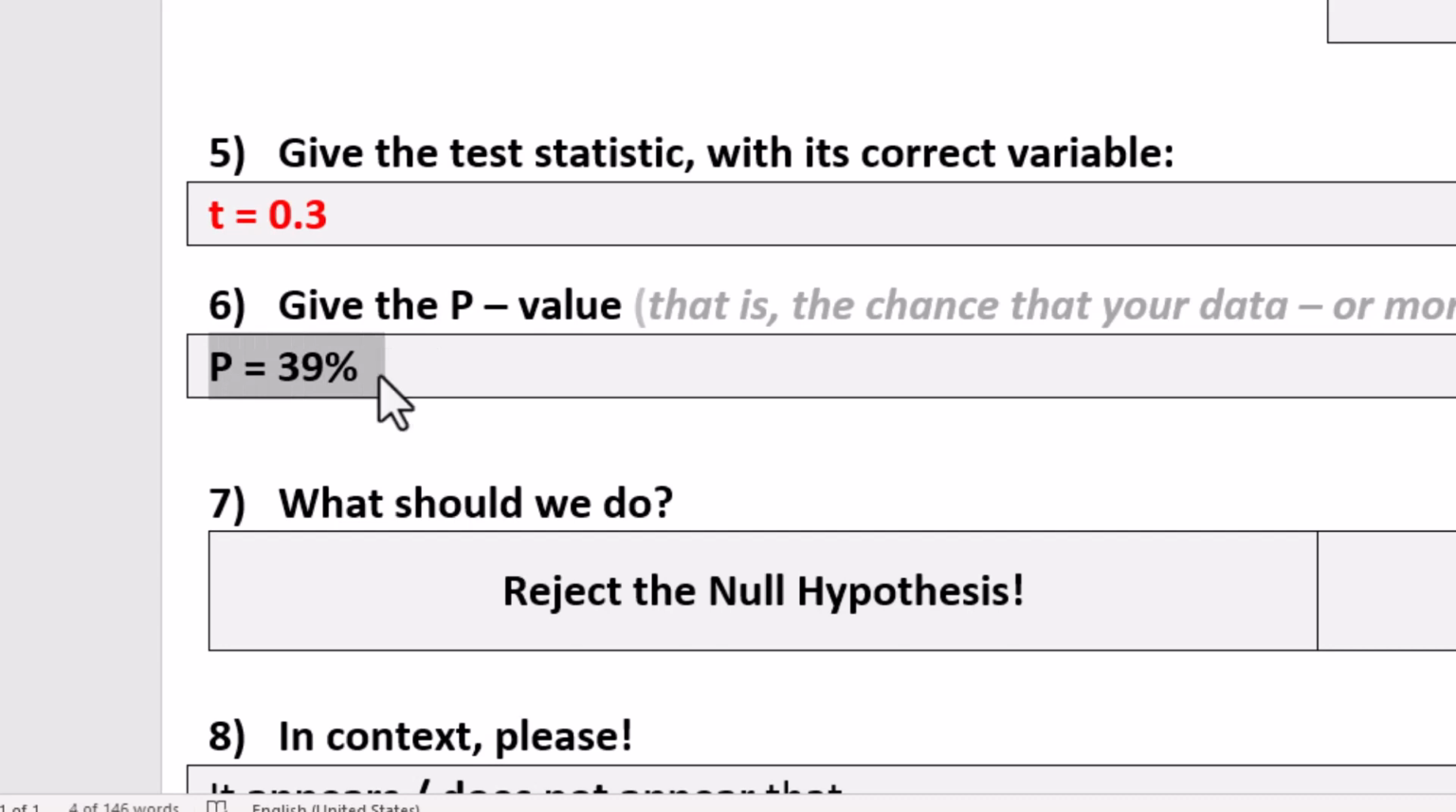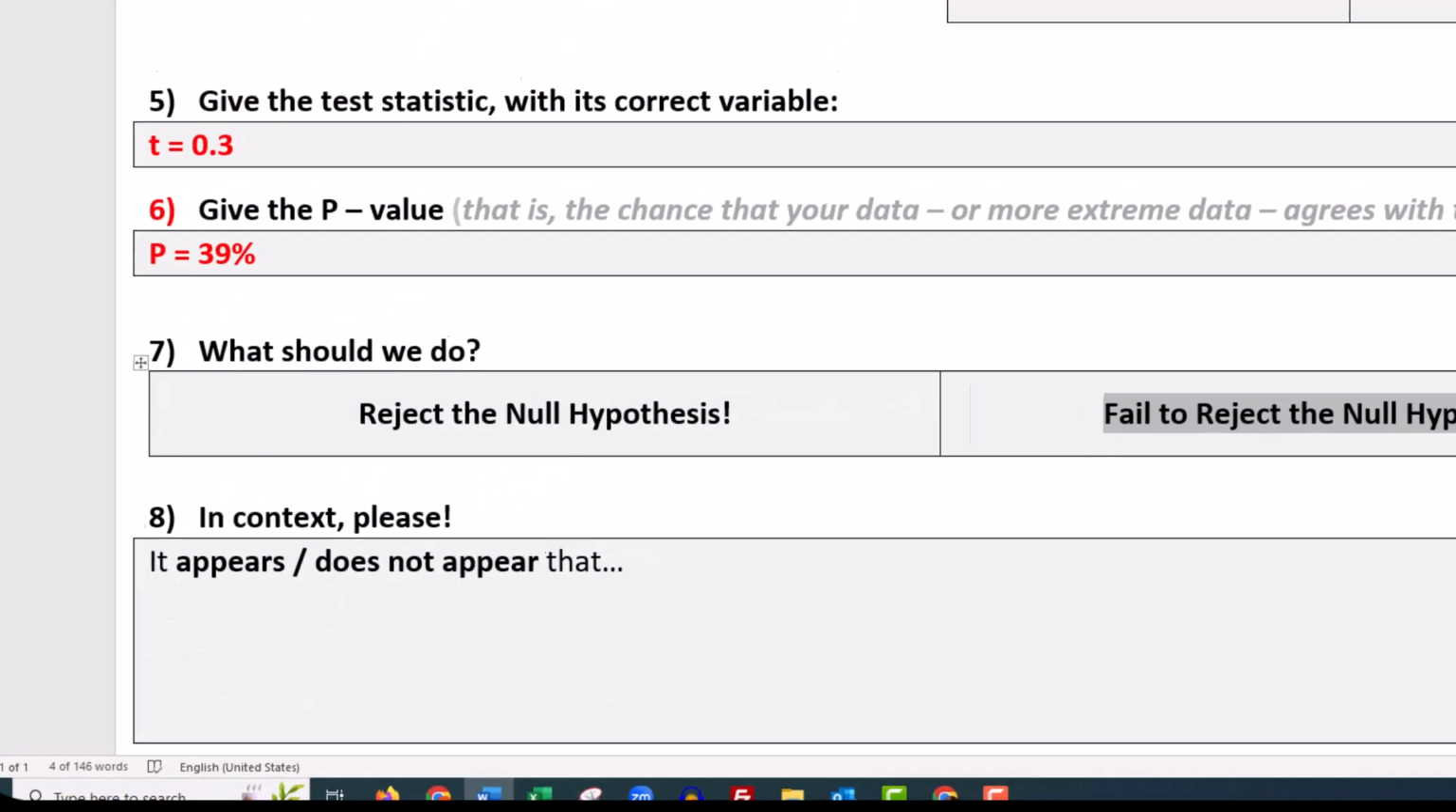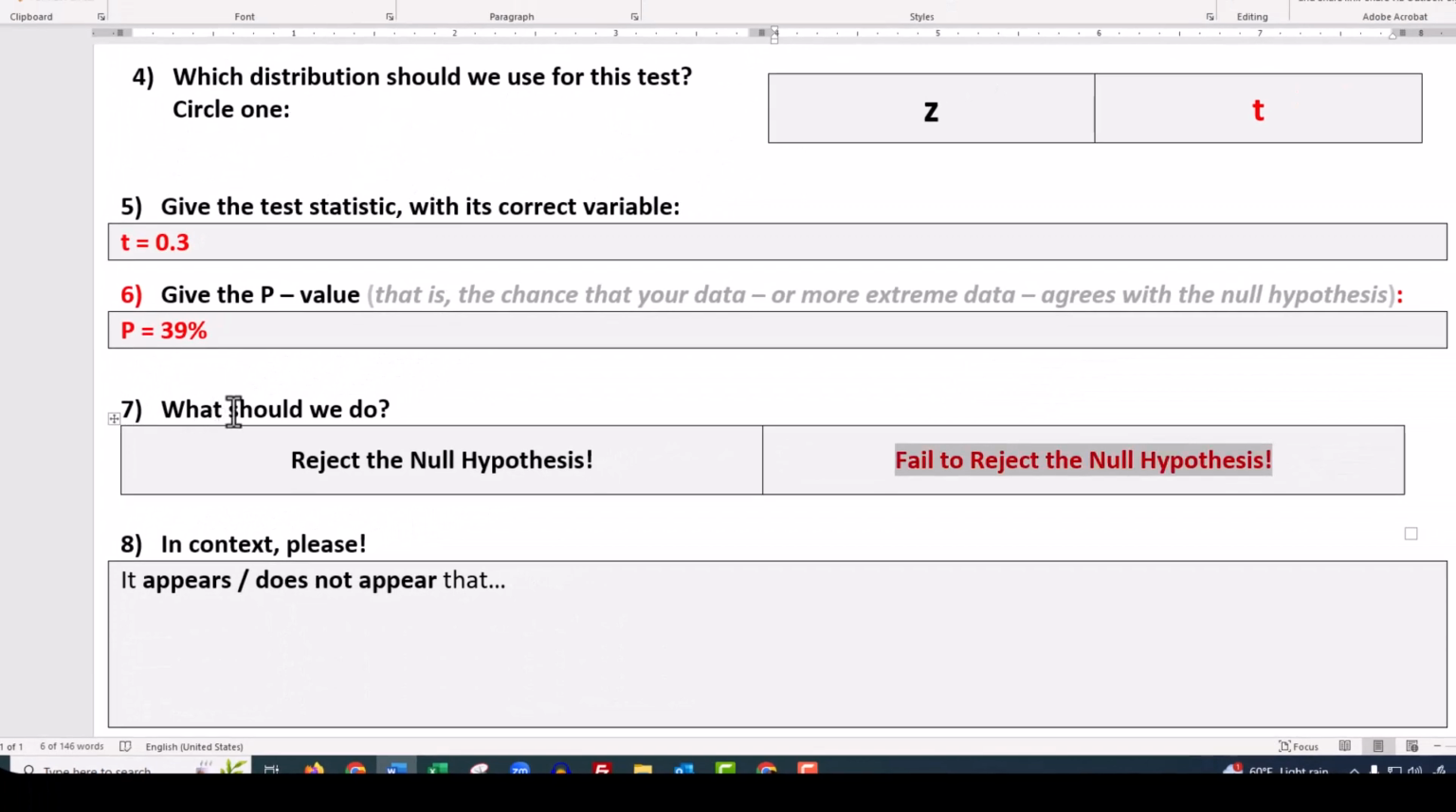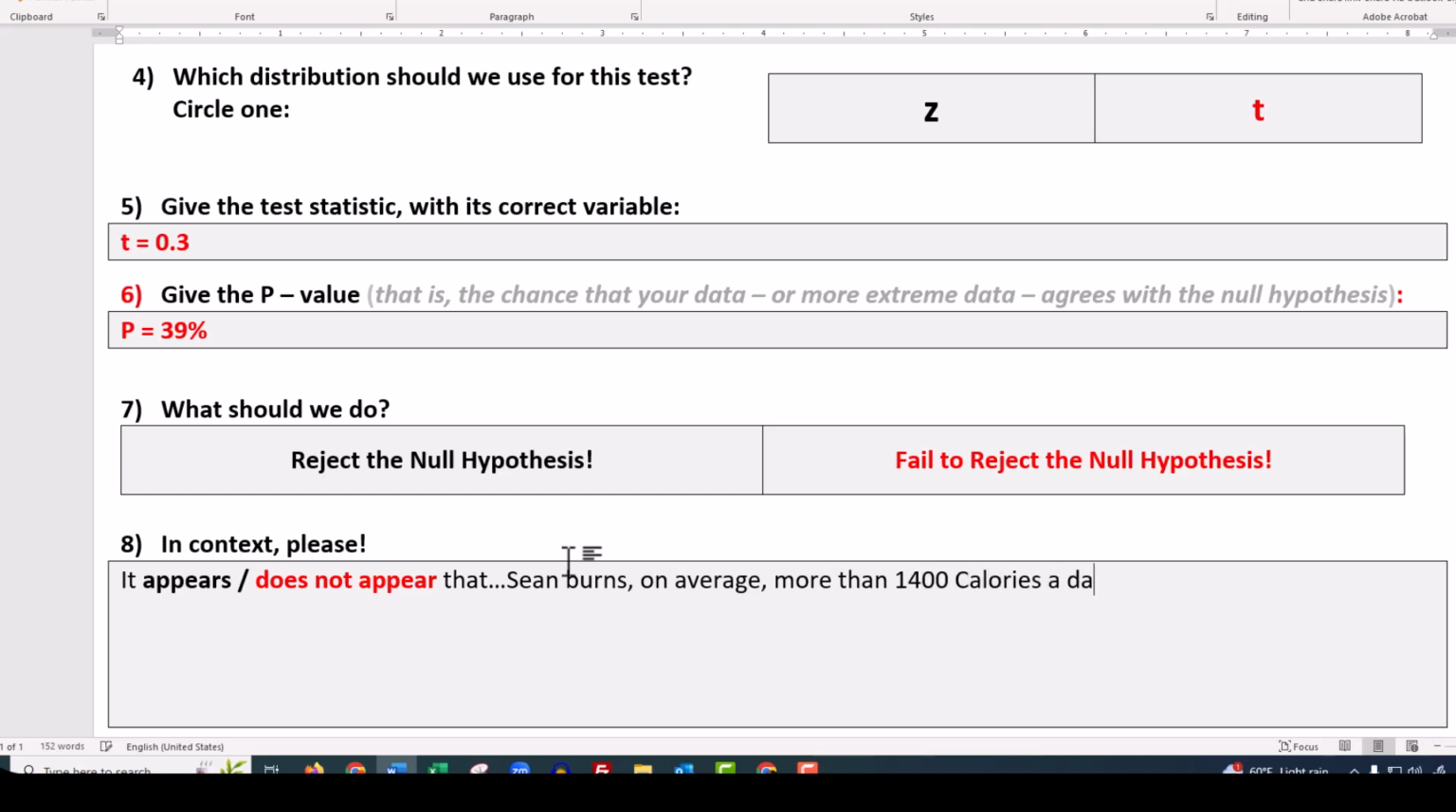So since it's a large p-value, we are not going to reject the null. We have not gotten enough statistical significance deviation from the null. This has to be 5% or less in order for us to reject the null. So we're going to fail to reject the null. So it does not appear that Sean burns on average more than 1,400 calories a day. And there you go. That's your entire test.